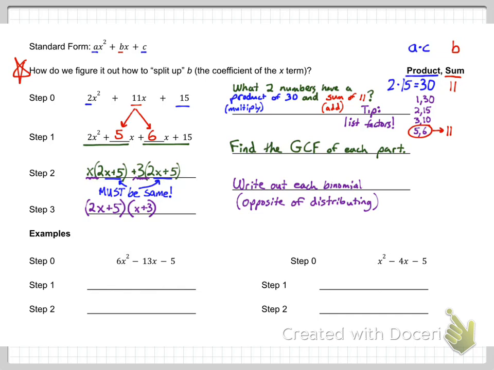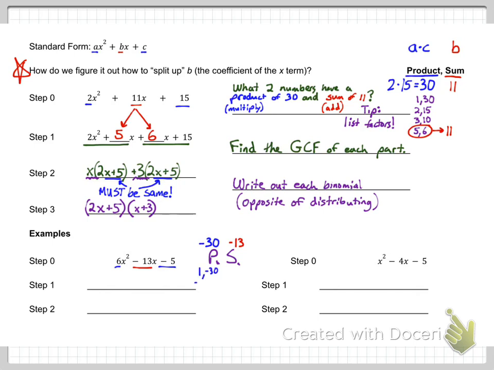So let's do a few examples together, and I'll let you guys try some on your own. The first example, we're going to write down P and S for product and sum. If you want to write out the words product and sum, that's great. The product is 6 times negative 5, in other words, negative 30. And the sum is going to be negative 13. So what multiplies to get negative 30 and adds to get negative 13?